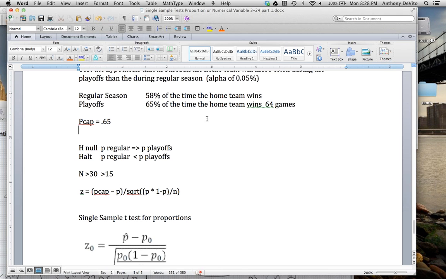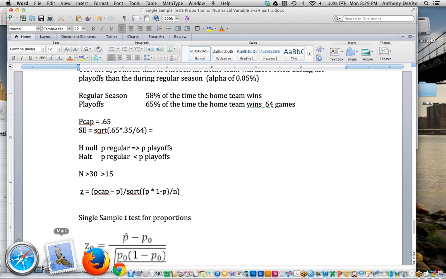So now I have to find my standard error. And how do I calculate my standard error for that sample? It's going to be equal to the square root of 0.65 times 0.35, P times 1 minus P, divided by the sample size, which is 64. Nothing new here, right? That's P times 1 minus P over N, and the square root of that whole thing is going to be my standard error.